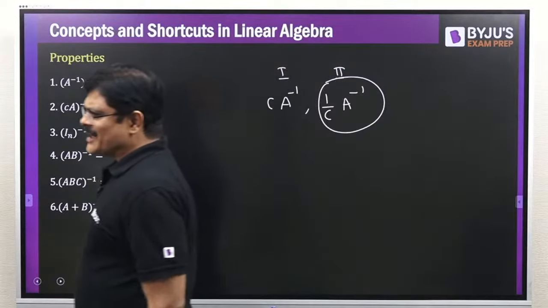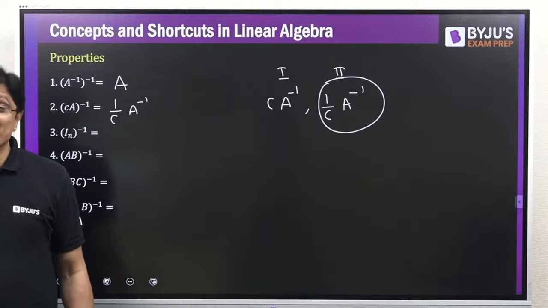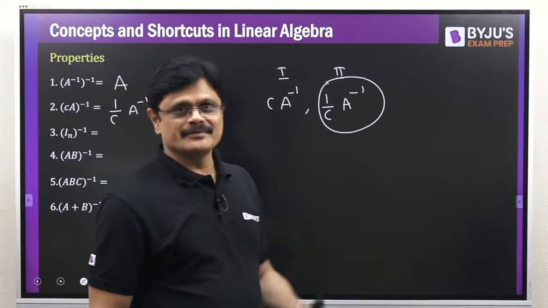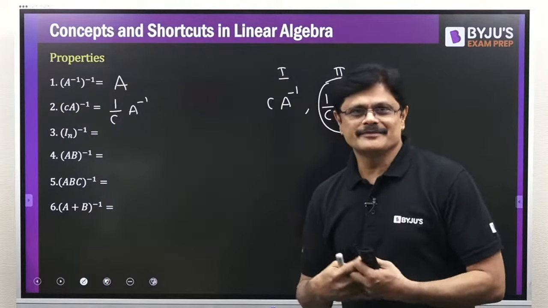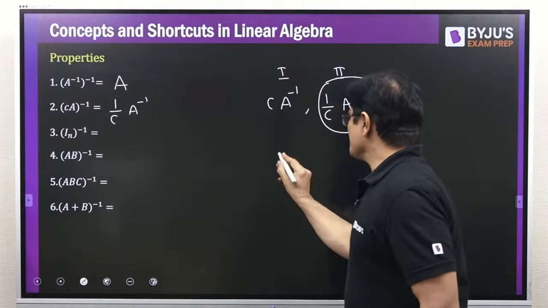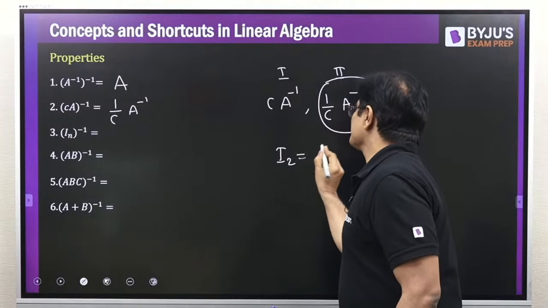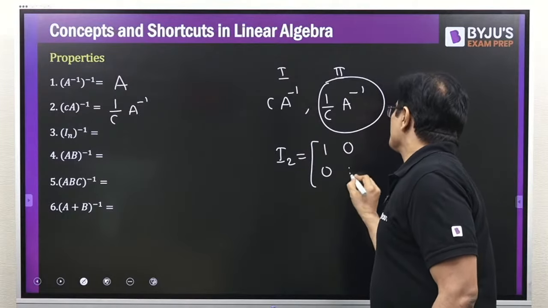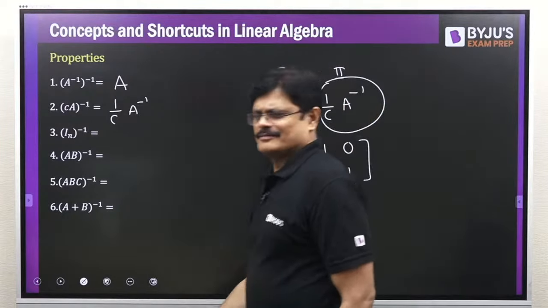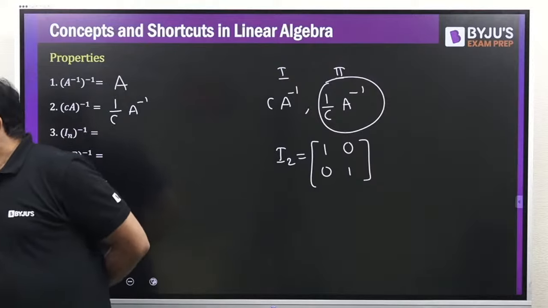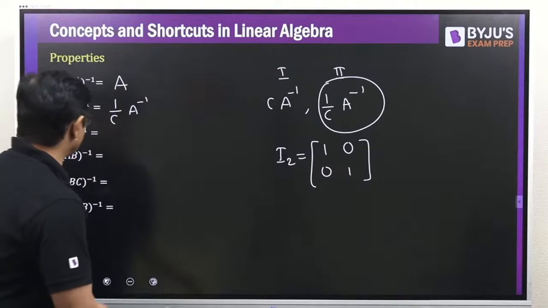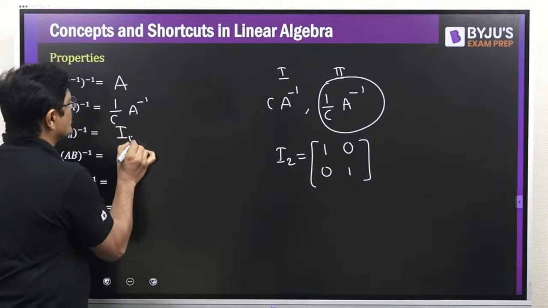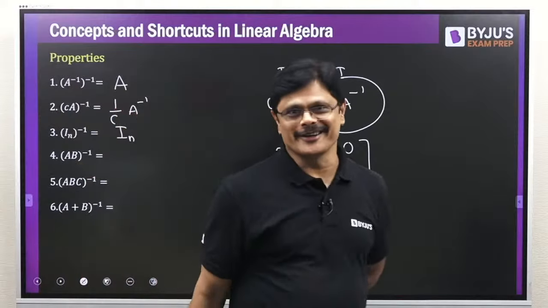What about the identity matrix inverse, my dear friends? What will be the inverse of the identity matrix? You know the identity matrix, right? I'll give you a 2 by 2 matrix. The 2 by 2 identity matrix: 1 0 0 1. What is the inverse of this? Oh, wonderful. Good. The identity is only of the same order, not of a different order.